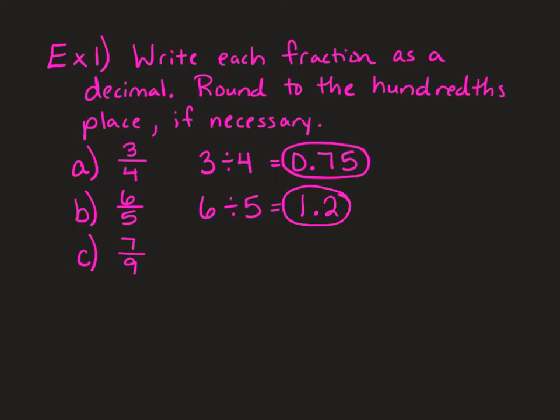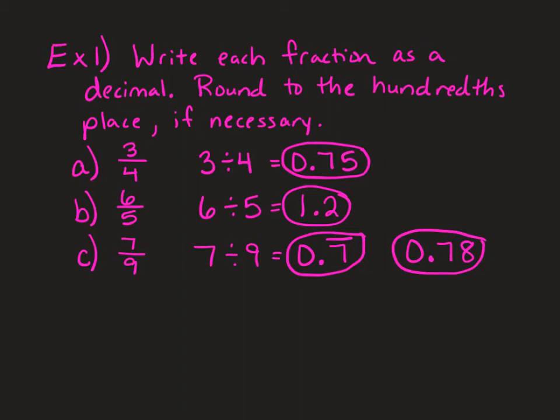Part C, for 7/9, we say 7 divided by 9, and it gives us a repeating decimal. Your calculator would show 0.77777 all the way across your screen until it reaches the last digit, and it'll round it up to an 8. So we could write it as 0.7 repeating, the bar over the top shows it's repeating, or since this did say to round to the hundredths place if necessary, we could have written it as 0.78 when it was rounded. Either answer would be acceptable here.